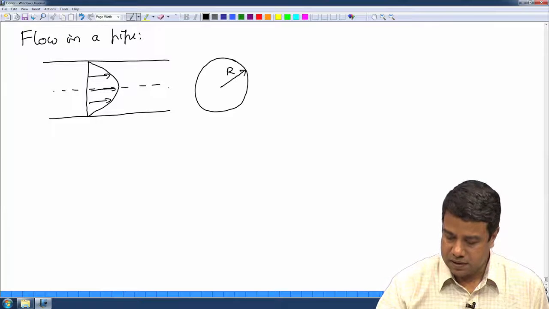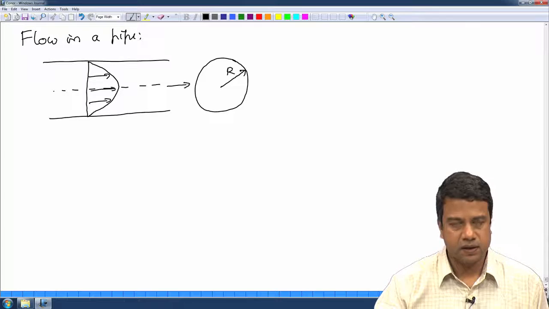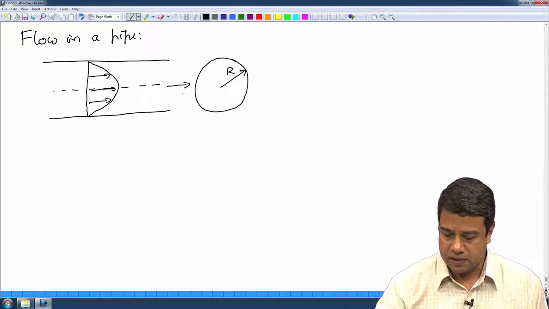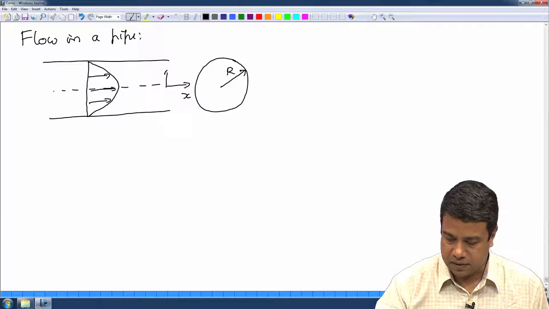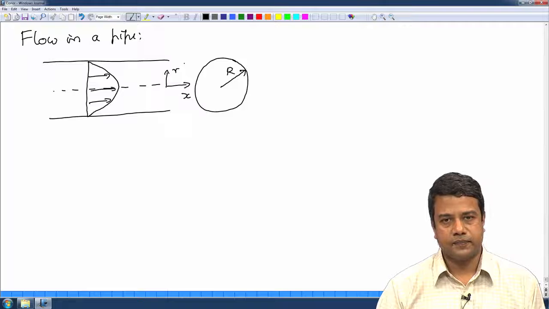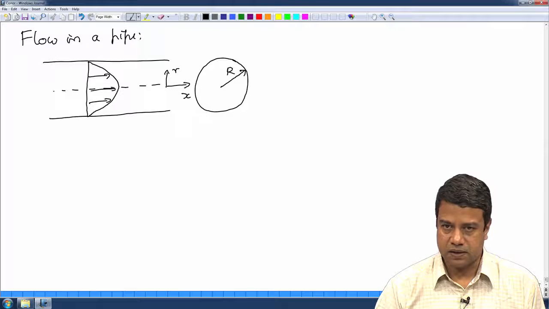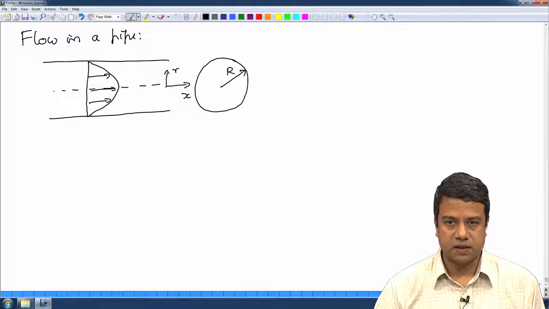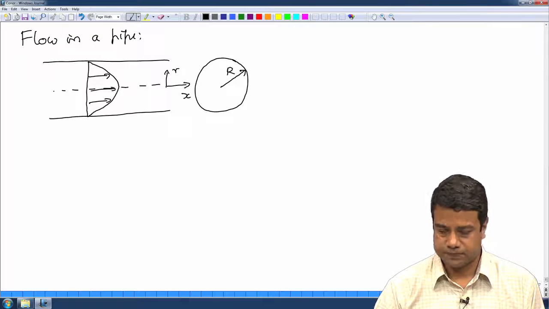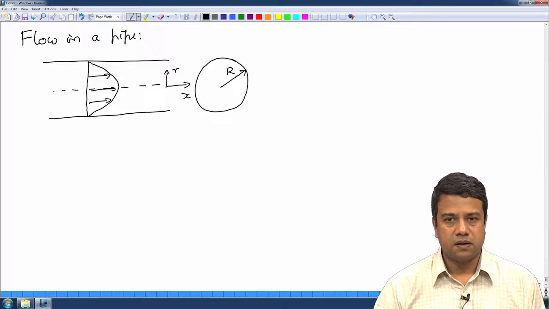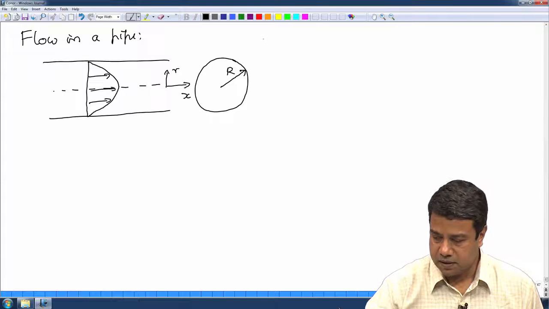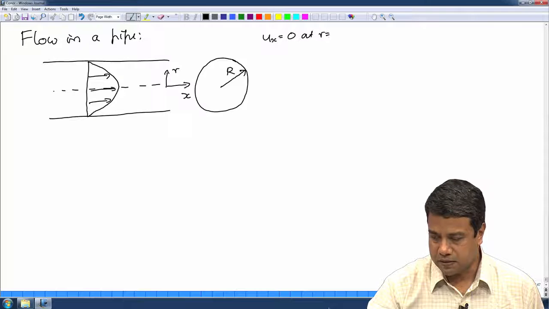So, let us take a coordinate system. I will call the axial coordinate as x and the radial coordinate as r. We will be using a cylindrical coordinate system, so that the surface of this pipe at r is equal to R is a surface of constant coordinate, so that I can apply the boundary conditions easily in this case. So, the velocity u x is equal to 0 at r is equal to R.